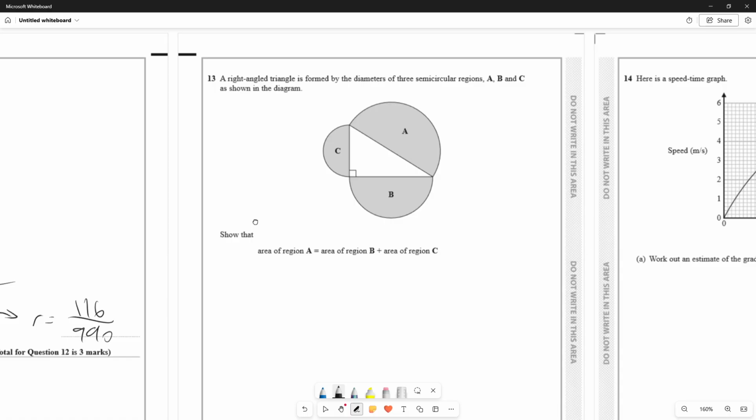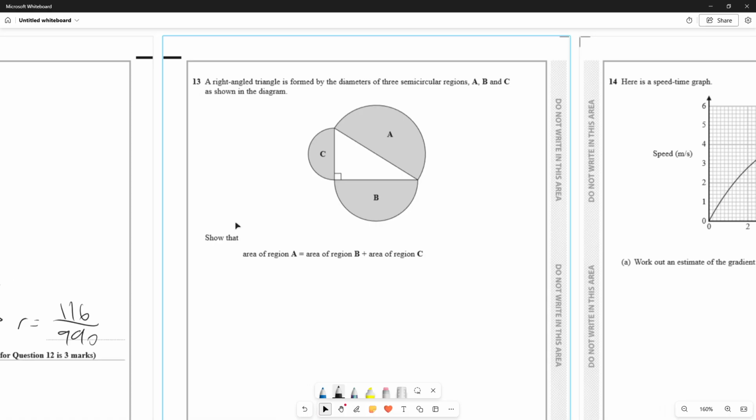A right angle triangle is formed by the diameters of three semicircular regions A, B, C, as shown in the diagram. Show that the area of region A equals area of region B plus area of region C. This is where it starts to ramp up a bit. So I'm going to write out the radii for each one. I'm going to call this lowercase c, this lowercase b, and this lowercase a.